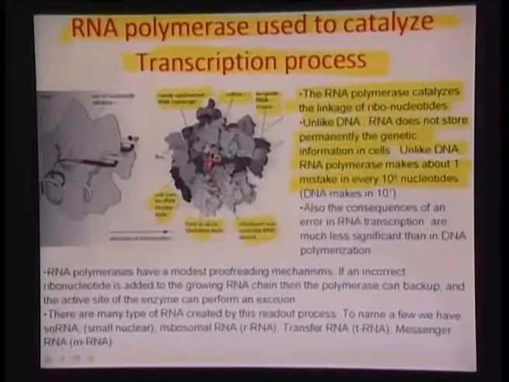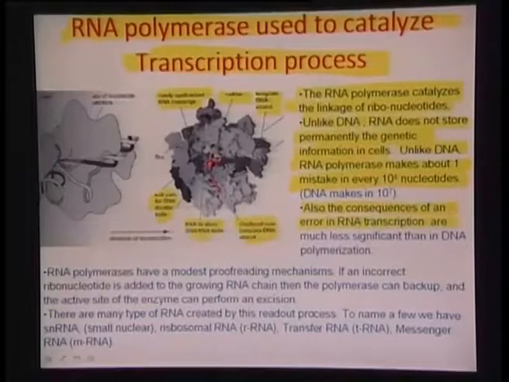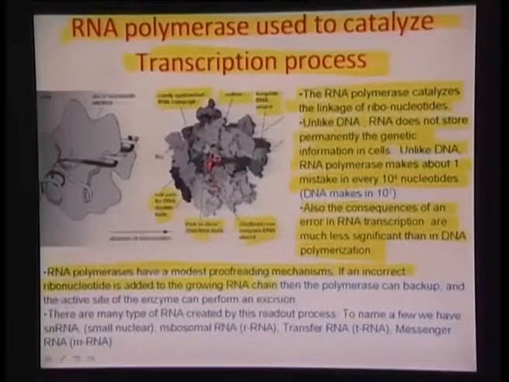Also, the consequences of an error in RNA transcription are much less significant than in DNA polymerization, as I just talked about. Okay, so RNA polymerase has a modest proofreading mechanism. If an incorrect ribonucleotide is added to a growing RNA chain, so you have an RNA chain which is growing on the basis of the template molecule of the DNA, then the polymerase can back up and the active site of the enzyme can perform an excision.